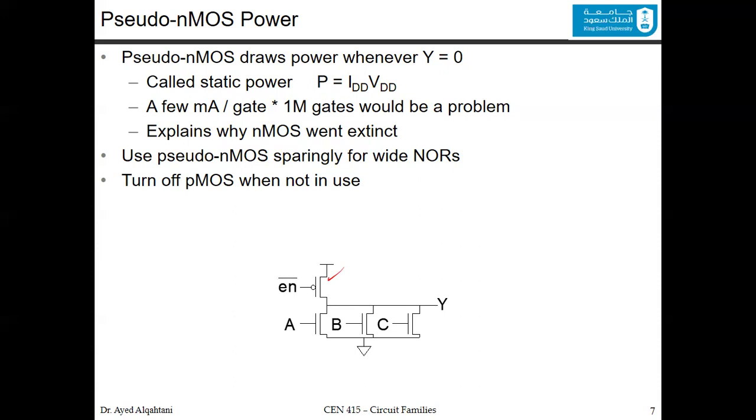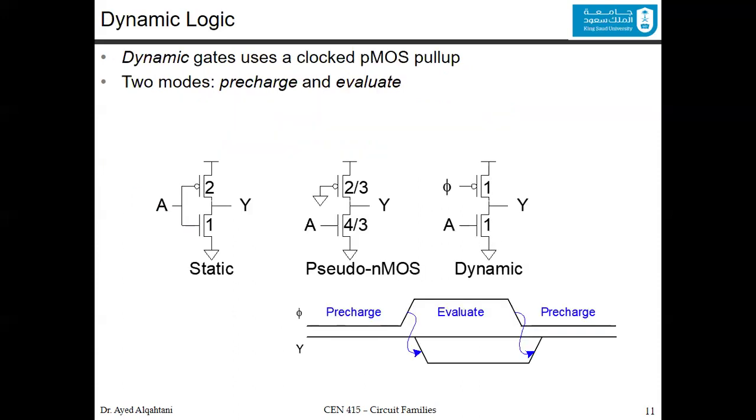Now we will move to the other type, which is the dynamic logic. It's the same problem. We're trying to solve the same problem. Remember, this is the static CMOS inverter. This is the one that we discussed, the pseudo-NMOS inverter. Now we have what we call the dynamic inverter, where we connect this PMOS to a clock. So the dynamic gate uses a clocked PMOS in the pull-up. And you have two modes now, pre-charge and evaluate.